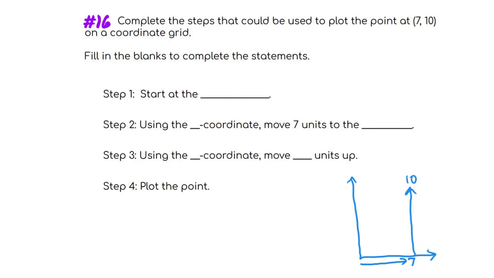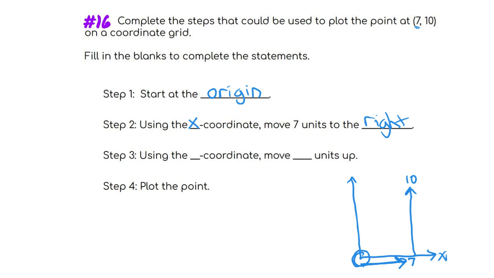Okay, so let's see. Step 1, start at the, where did we start? What is that called where the X and Y axis intersect? That is the origin. Step 2, use the blank coordinate, move 7 units to the blank. So we're talking about that 7. That 7's the first number in the ordered pair, and it is on the x-axis, and so it is the x coordinate. And we're going to move 7 units to the, what direction did we go? That is to the right.